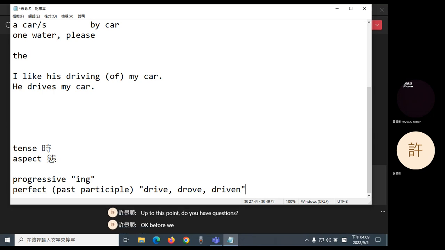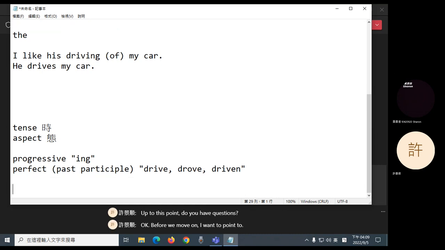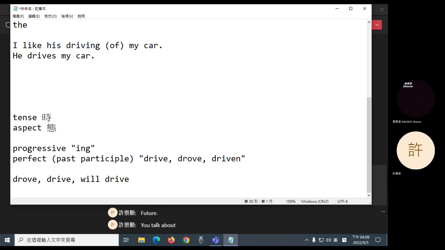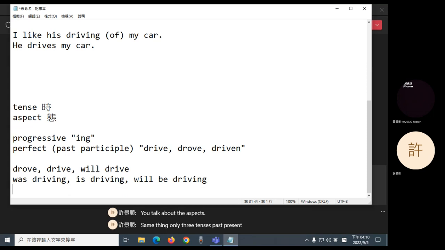Okay, before we move on, I want to point to one pattern that you can pay attention to. So we talked about tenses. There are only three tenses, right? Past, present, future. Talk about the aspects. Same thing, only three tenses, past, present, future. When we talk about a perfect aspect, past, present, future. There is a pattern here.